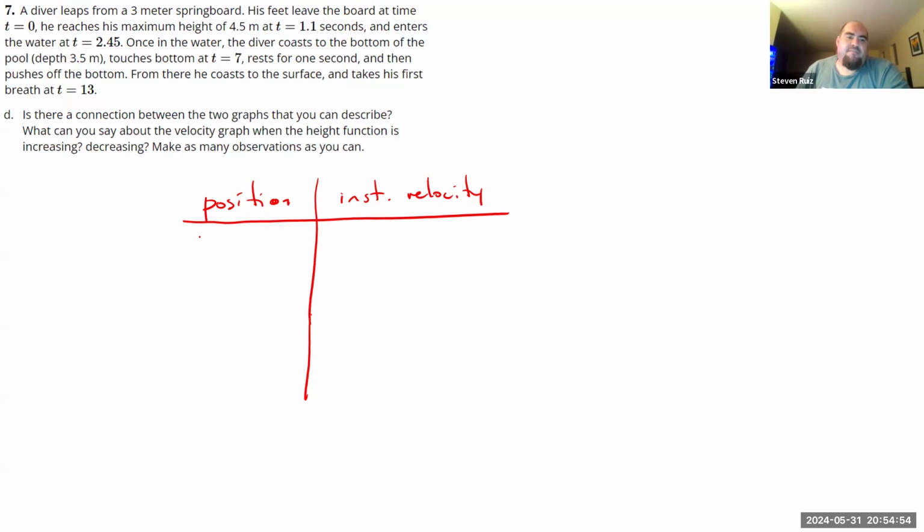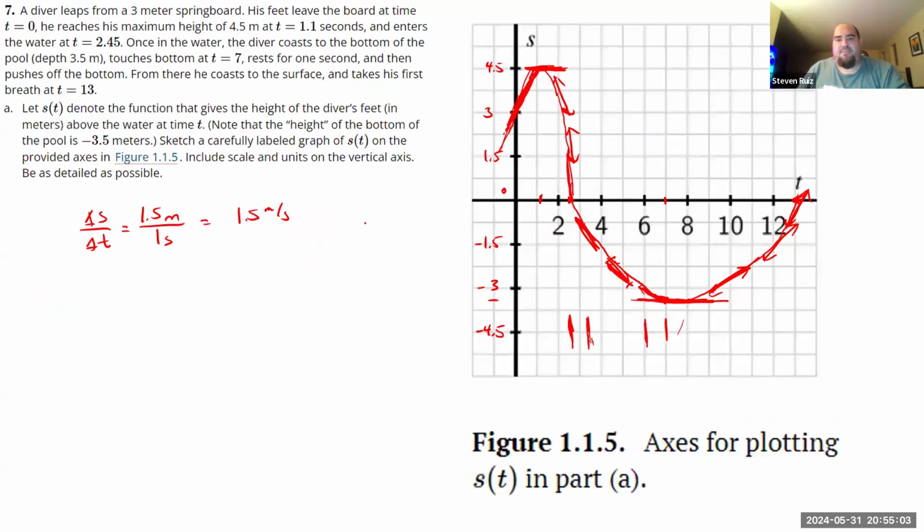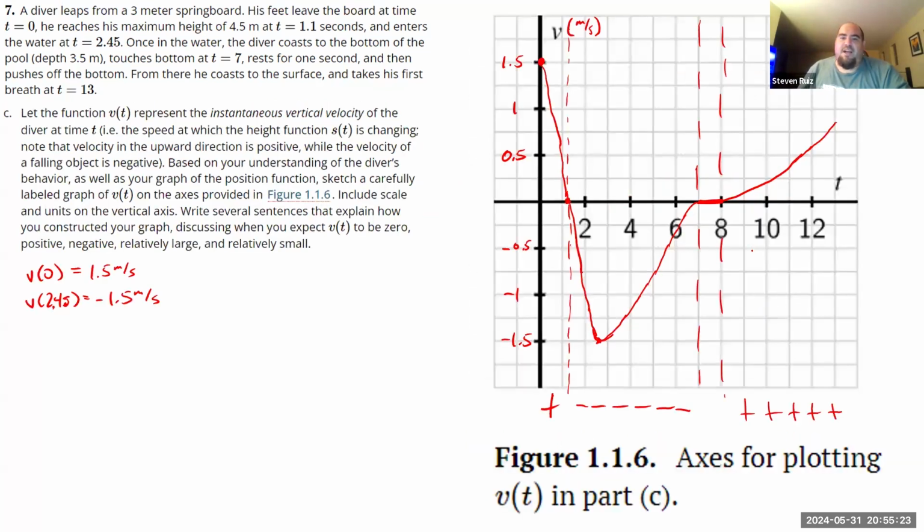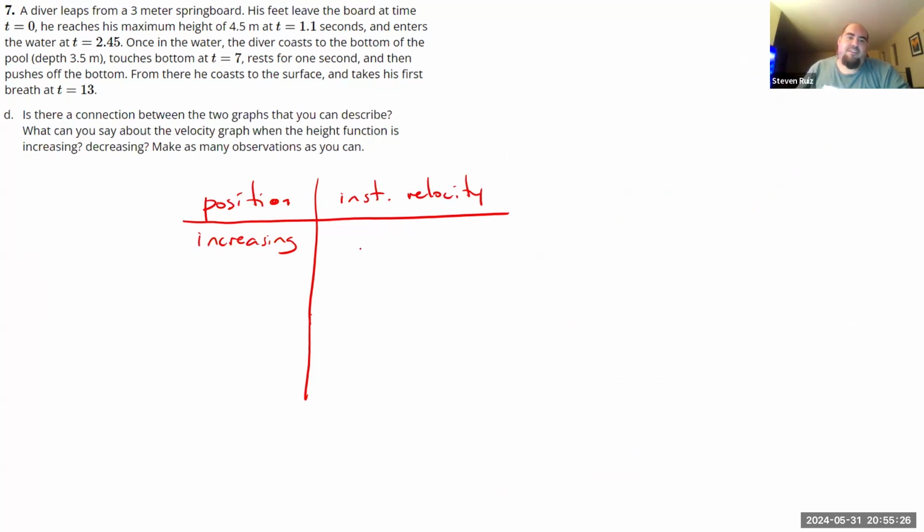If your position is increasing, what does that mean about your instantaneous velocity? So let's go back to our graphs here. Let's find places on my position graph where we had increases. That's two places: from t equals 0 to t equals 1.1, and from t equals 8 to t equals 13. So those are increasing position. What did that look like on an instantaneous velocity graph? That's where our velocity was not necessarily increasing, but positive.